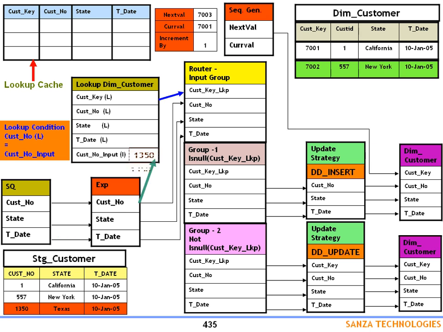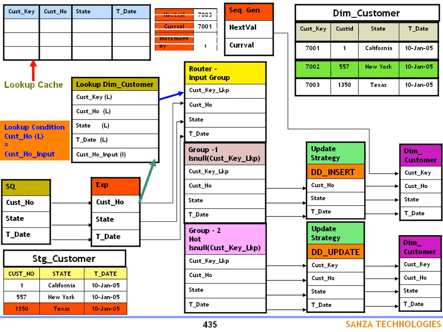Then 1350 is the input, scans, gets the data out, null value, condition failed. So for that null, the group 1 condition is true. So it will go as an input to the DD insert. It will be marked as insert, and along with the sequence number it will be inserted into the target table.